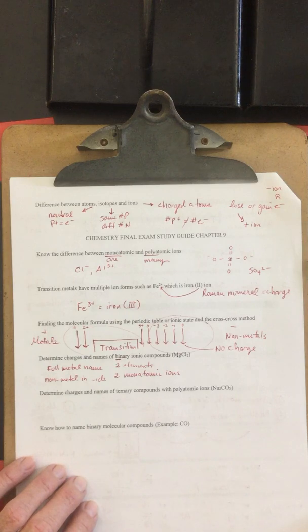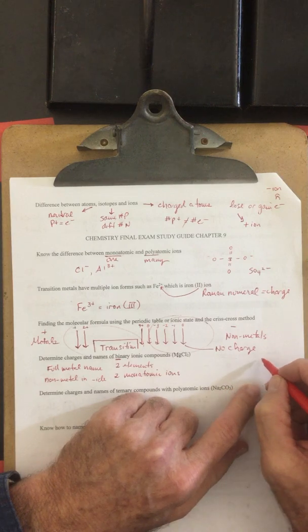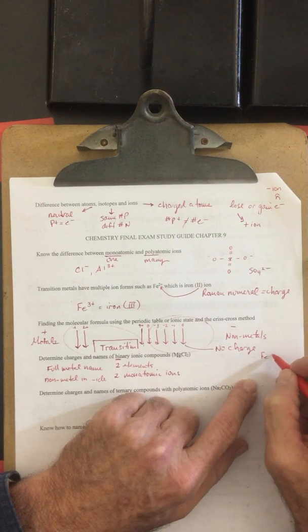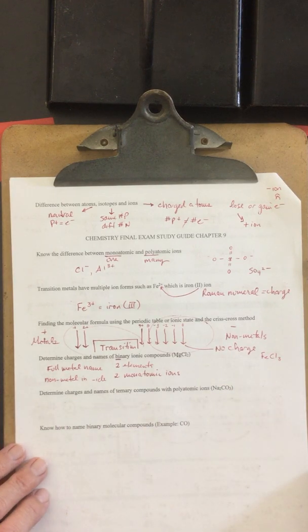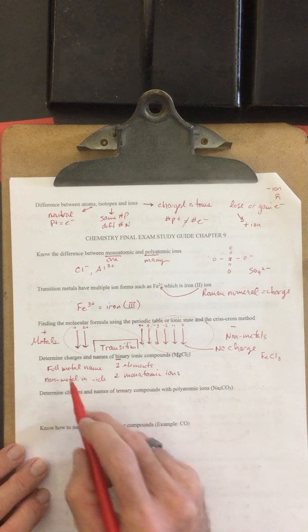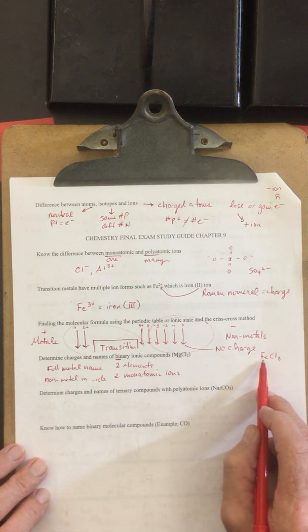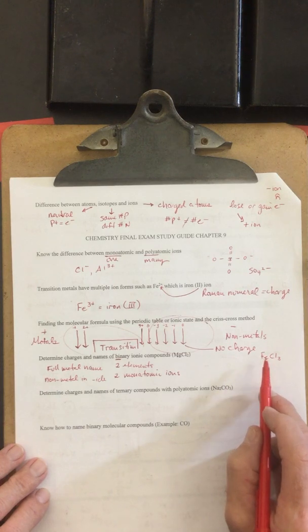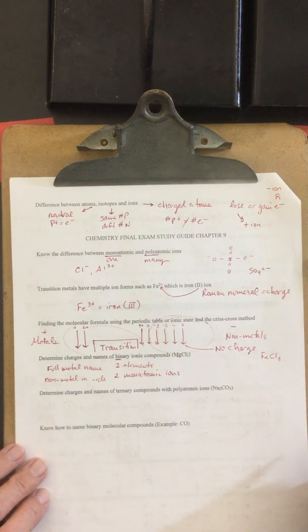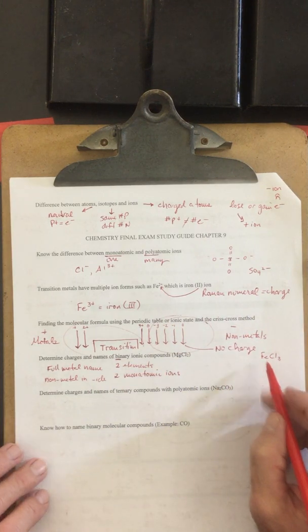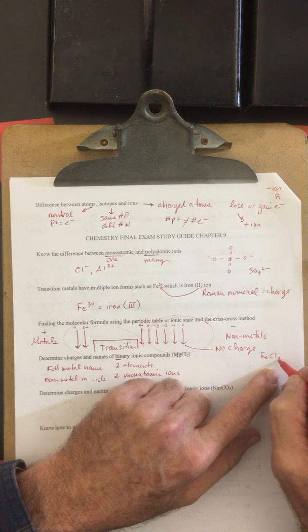Okay, so let's go ahead and do a couple examples. The first one that we're going to be taking a look at is going to be FeCl3. From this, I need to name this. The first one gets the full metal name, but you have to recall that this is a transition metal. So if it's a transition metal, we're going to need a Roman numeral. How do we determine the Roman numeral? We can do the crisscross, or in this case, we'll be doing the reverse crisscross.